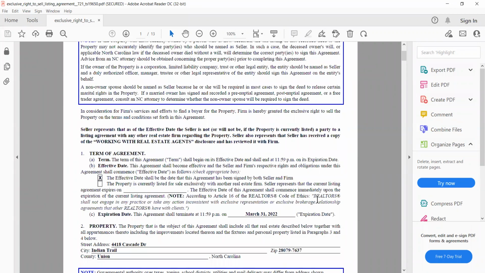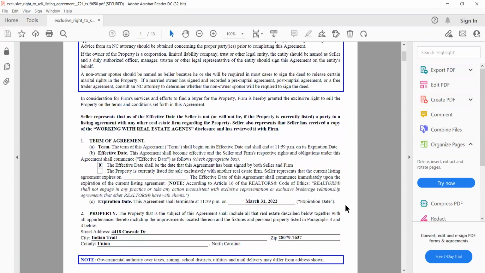Okay, so let's keep moving. Any questions? I don't see any in the chat box. Okay, so those are circumstances which may come up. It's not that common, but common enough that you may run across it.